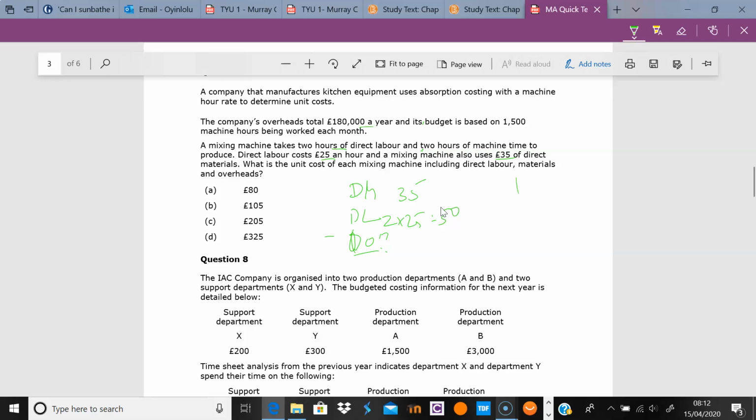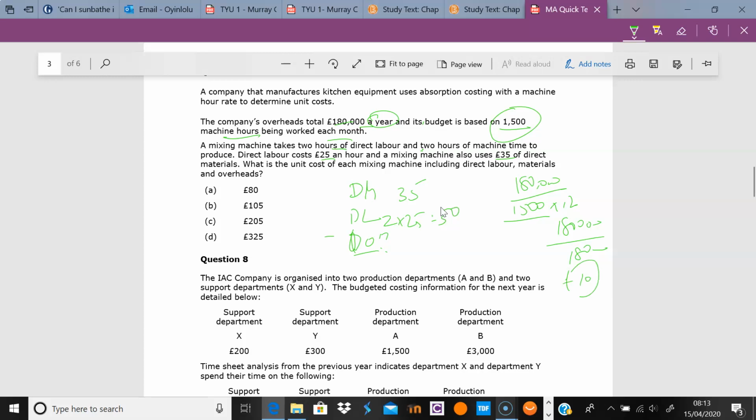So we're told that these guys use 180,000 a year. And the budget is 1,500 machine hours each month, so that's 1,500 times 12, which gives us 18,000. Right? So 1,500 a month times 12 months, so for the whole year, because this is for the whole year. You could have done this per month, but I think it's better to do it for the whole thing. You can see it straight away. It doesn't really matter, really.